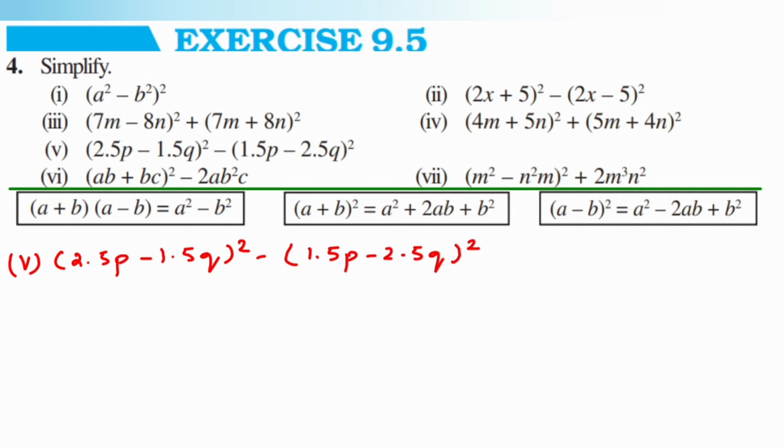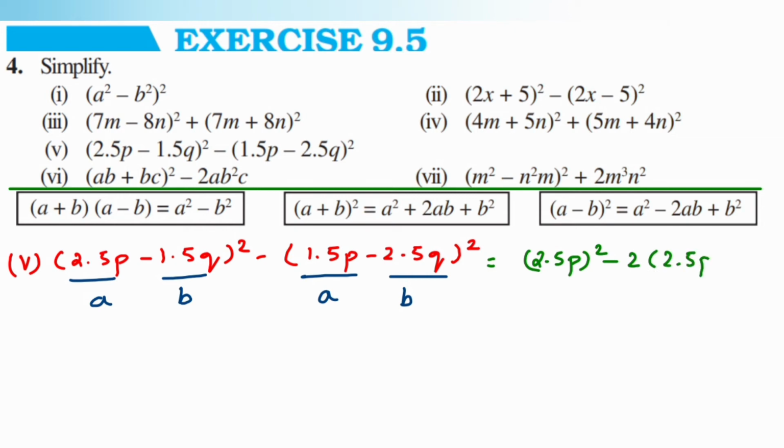So the a value is 2.5p, the b value is 1.5q. In the other bracket, the a value is 1.5p and the b value is 2.5q. Here we're going to use the identity (a − b)², not (a + b)². So from here we can write this is equal to (2.5p)² − 2ab, so 2 × 2.5p × 1.5q, plus (1.5q)². Now we solve the other bracket, but make sure you put a minus sign, so minus, and then keep the bracket here.